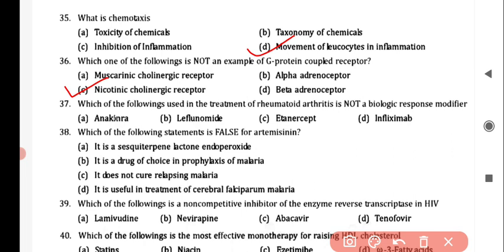Next question is, which of the following used in the treatment of rheumatoid arthritis is not a biologic response modifier? And the correct answer is option B, leflunomide.